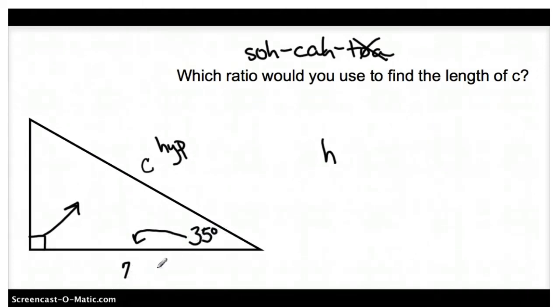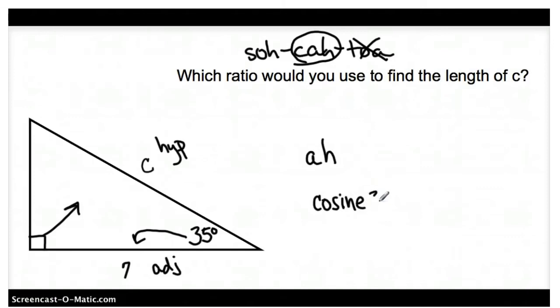So I need to identify, compared to this angle, where this 7 is. 7 is the adjacent side, because this is the opposite. I don't know anything about the opposite, so the opposite can't help me. So I want to use the trigonometric ratio that has the A and the H. That means I'm going to use cosine. So I would just write an equation that looks like this: cosine of 35.